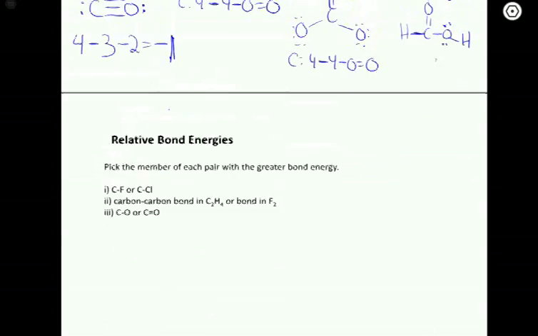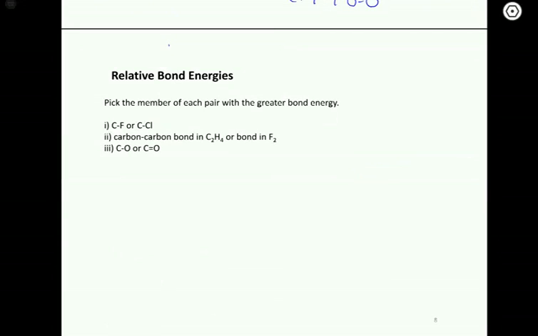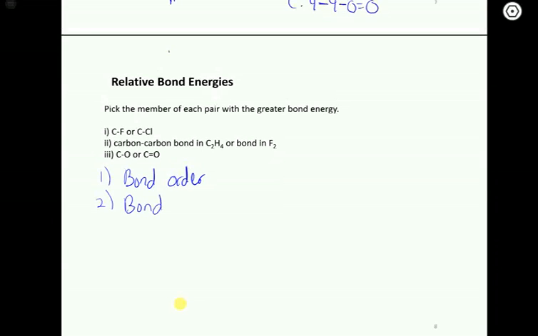Alright, the last one I want to go through then that is not related to Lewis structures is relative bond energies. So we're given pairs of bonds here, and we need to pick which one is stronger. So the 2 things we want to look at are bond order, which is whether it's a single, double, or triple bond. And then the second thing we can compare if they have the same bond order is bond length. So bond order is probably the more important one, because if you go from a single to a double bond, the bond energy increases dramatically. Alright, so this is the more important of the 2 to think about.